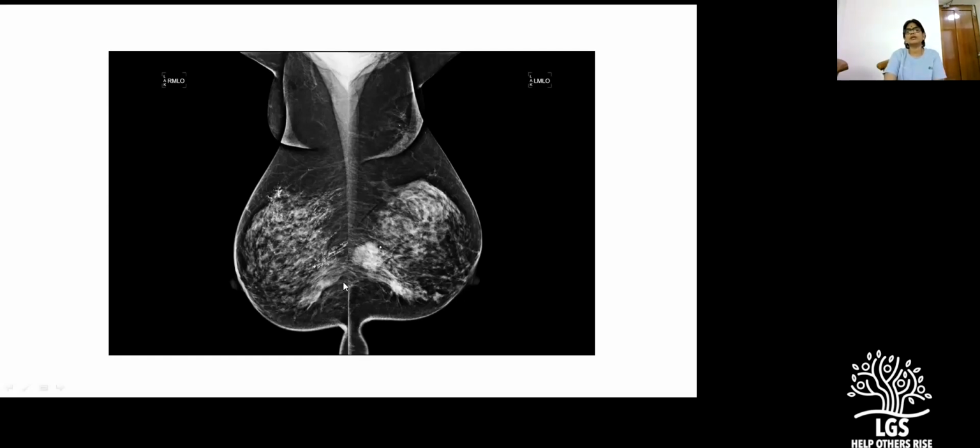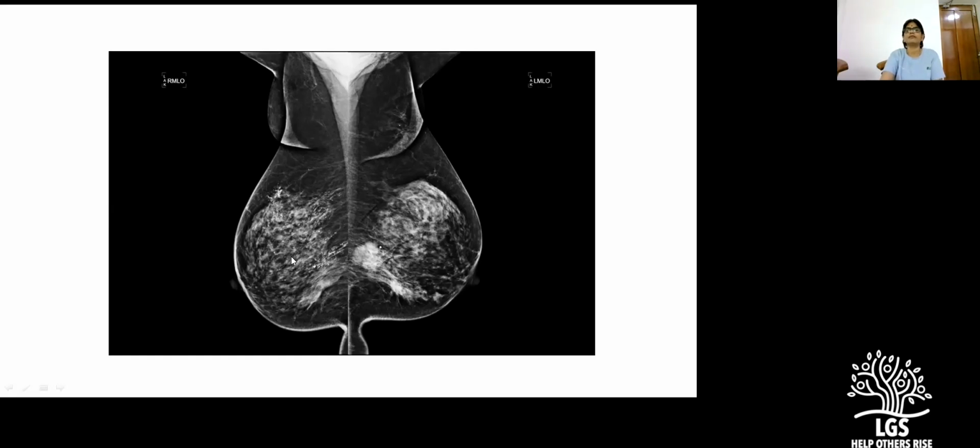So what is striking here is she came with only this. She came with a palpable lump on the left side. That's why we put the marker here. And this is what is seen on the left side. But incidentally, she wasn't aware of it at all. This was a large area of pleomorphic malignant looking calcifications.